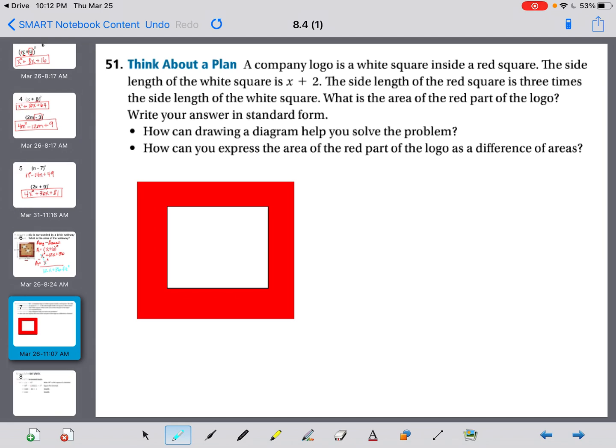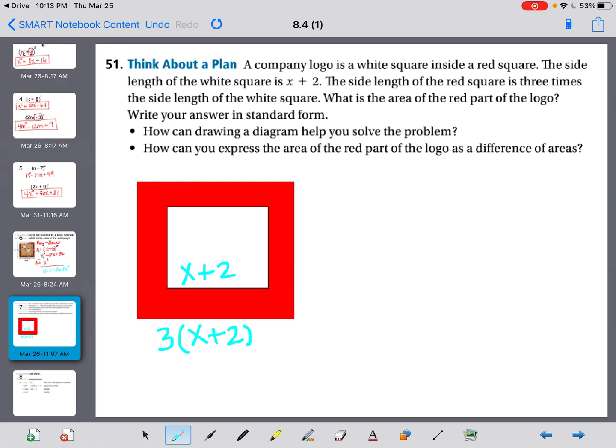Here's one for you to try. A company logo is a white square inside a red square. The side length of the white square is x plus 2. The side length of the red square is 3 times the side length of the white square. What is the area of the red part of the logo? Just that red outer rim.